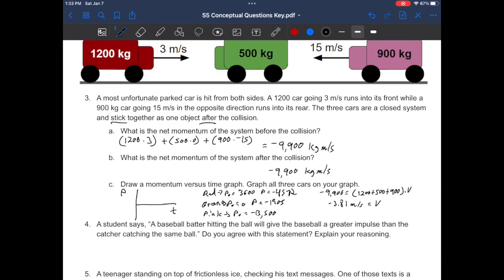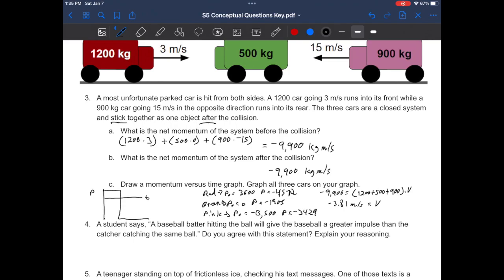So negative 13,500. And then the final momentum is going to be 900 times negative 3.81, which would be negative 3,429.